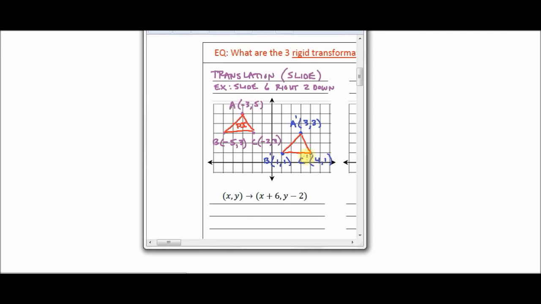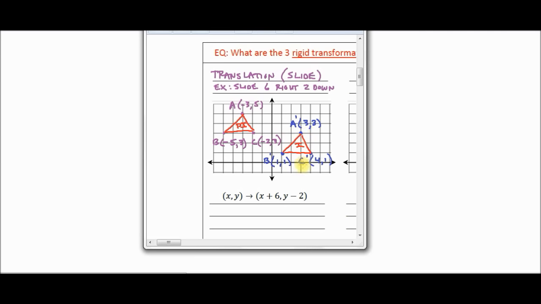Now remember, class, if this is the pre-image, then this triangle is called our image. That's our copy of our original triangle. So pre-image is our starting image, our starting shape, image is the copy of that.